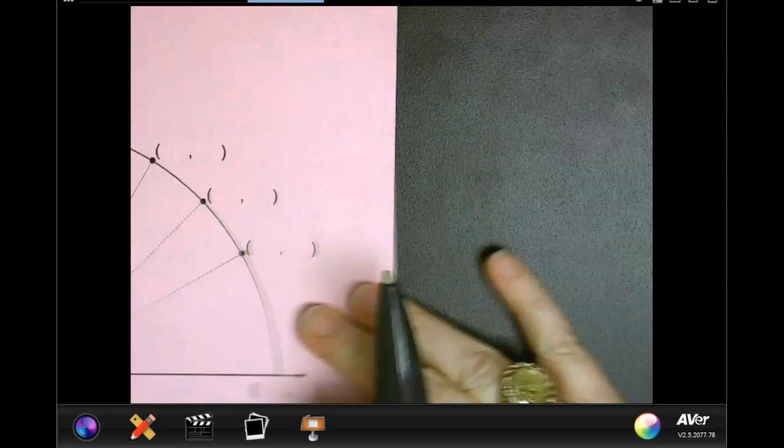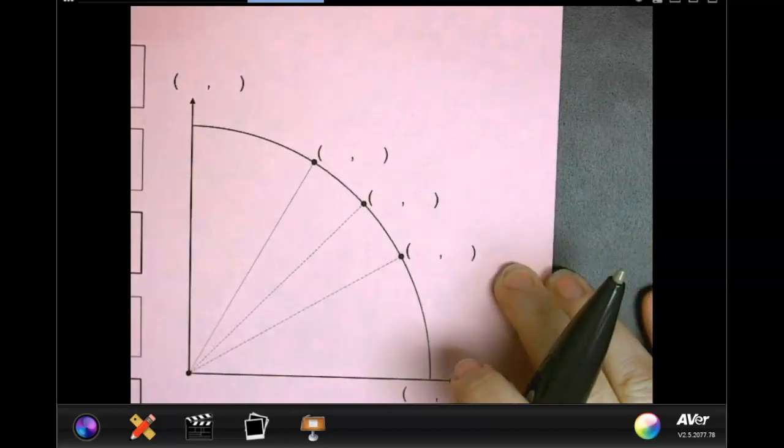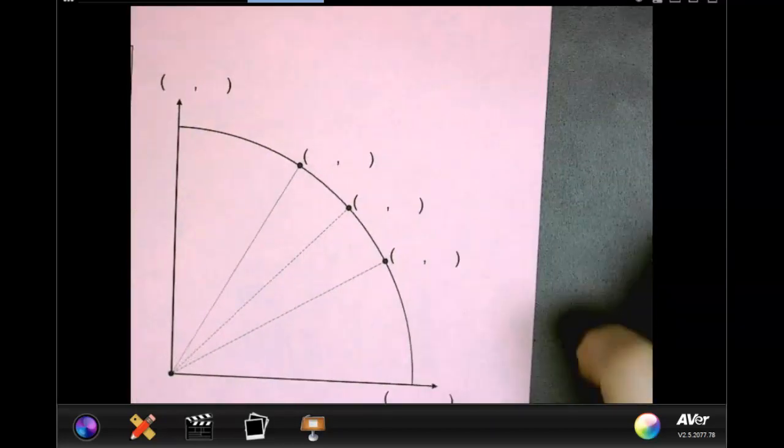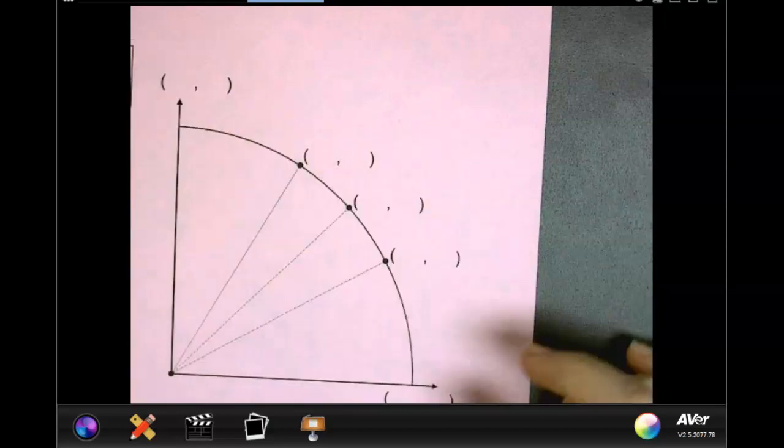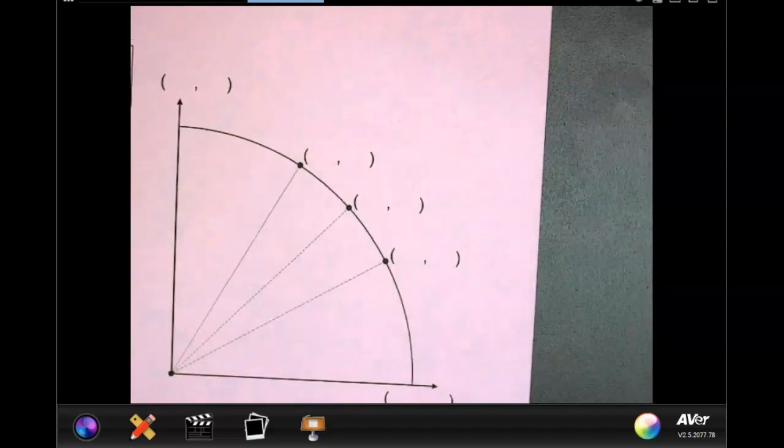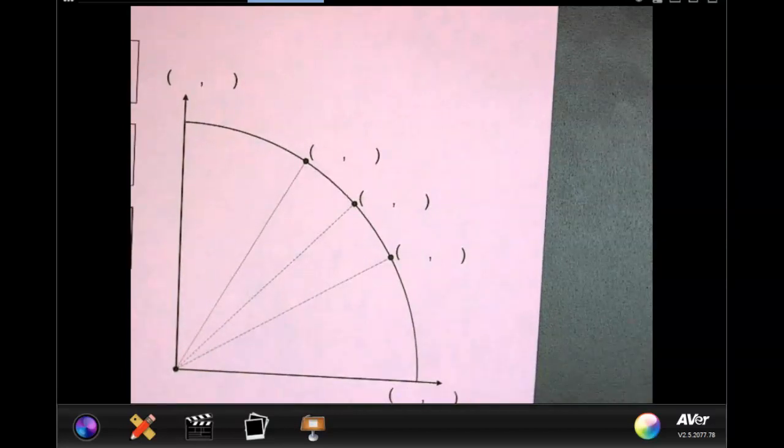So, for this one, and I said this yesterday, but I just want to make sure that you understood. I wanted you to fill this out without looking at anything, right? Without looking at your notes or anything else. Fill in all of the radians, all of the ordered pairs, and tangent values that you could. And then check yourself, but do it without looking first.